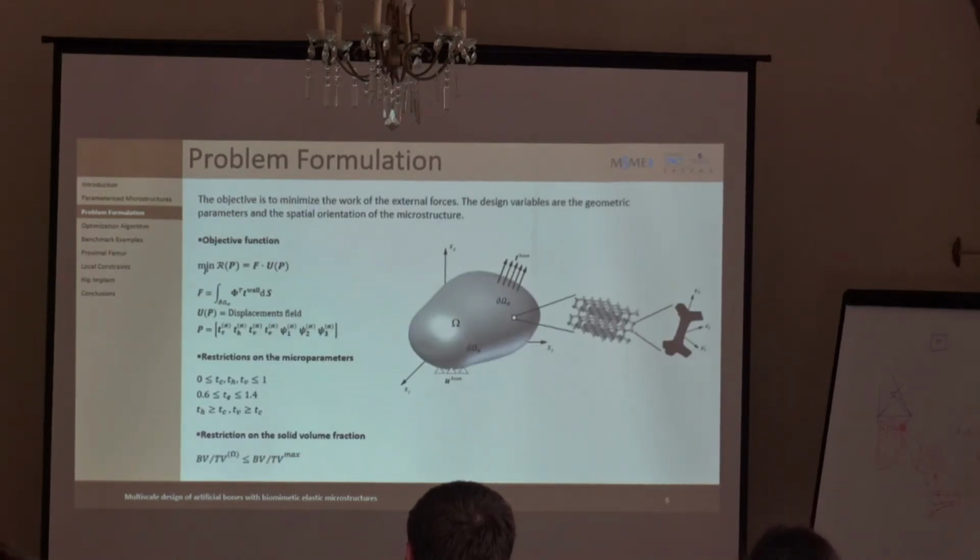Well, for the optimization problem, our objective is to minimize the work of the external forces using as design variables the geometrical parameters and the orientation of the microstructure. In order to compute the objective function, we use a finite element model. To complete the optimization method, we use some restrictions on the microparameters that are defined by the geometry itself. We impose a restriction on the global solid volume fraction of the macroscopic body.